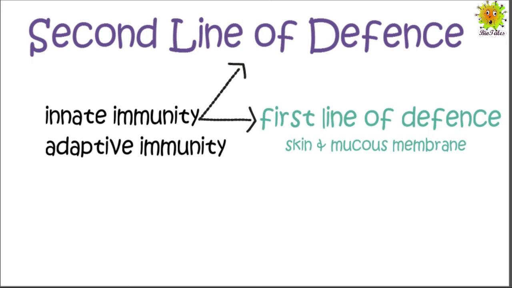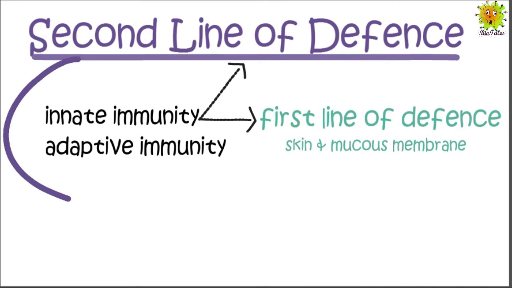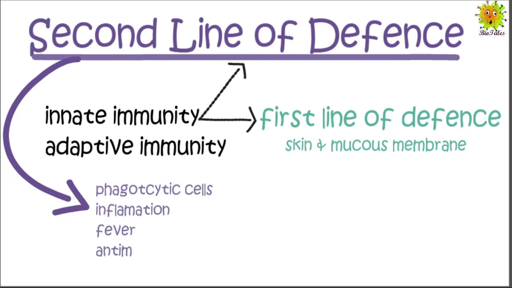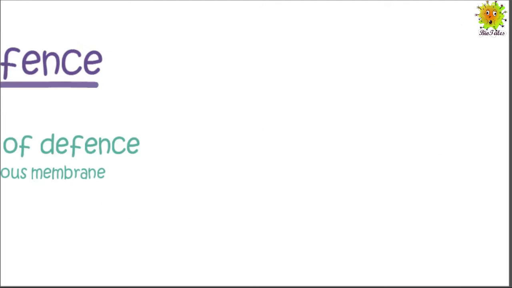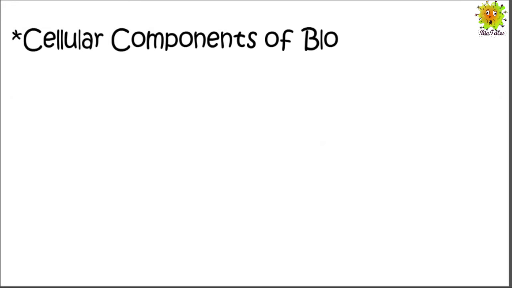So today we are going to discuss the second line of defense, which includes defensive cells, that is phagocytic cells, and inflammation, fever, and antimicrobial substances. Before going into all the details, first we will discuss the cellular components of blood and the lymphatic system.